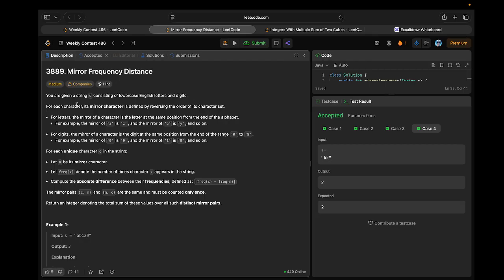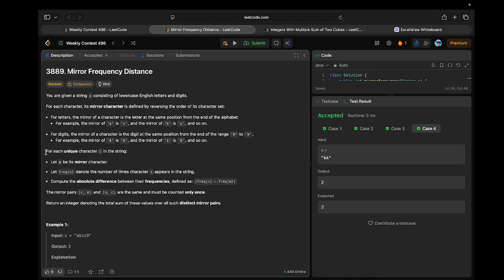So let's understand the problem. You are given a string s consisting of lowercase English letters and digits. For each character, its mirror character is defined by reversing the order of its character set. For a letter, the mirror is the letter at the same position from the end of the alphabet. For example, the mirror of a is z and the mirror of b is y. Got it? For a digit, the mirror is the digit at the same position from the end of the range 0 to 9. For example, the mirror of 0 is 9 and the mirror of 1 is 8, and so on.